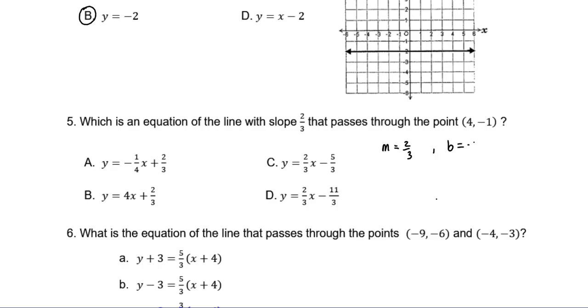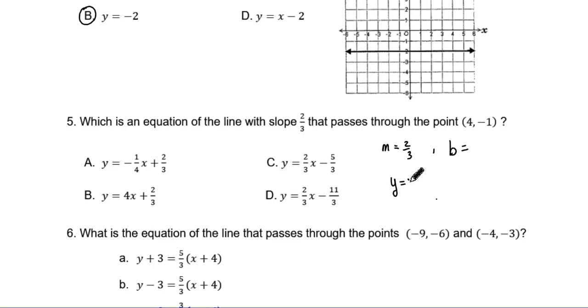But I don't see that in my answer choice. No, it's not going to be that one. So let me try again. So, all right, I need another strategy. That didn't work because it looks like my y-intercept is something, it's like a decimal.